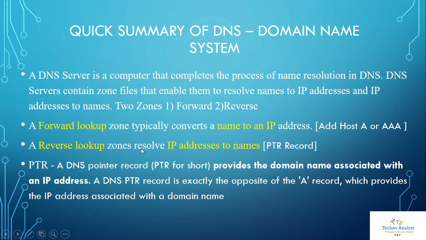A reverse lookup zone resolves IP addresses to names. Here we add a PTR record. A PTR record is a pointer record and it provides a domain name associated with an IP address. A DNS PTR record is exactly the opposite of an A record, which provides the IP address associated with the domain name.